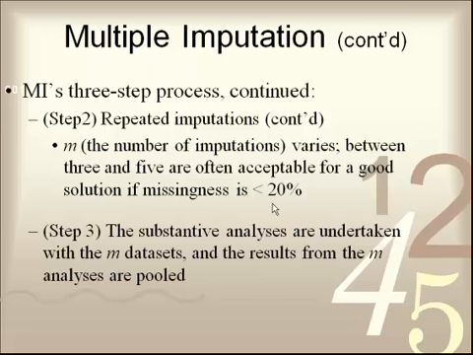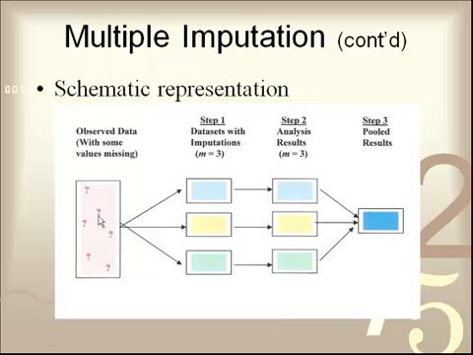And then, once you do those over and over again, 3 to 5 times is acceptable for a good solution if you have less than 20% missing. But if you have more than that, they expect you to redraw and redo that sample over and over again, probably more than 10 to 15 times. Then that substantive analysis is taken with the number of data sets you've done, and the results from all of the analyses are pooled together.